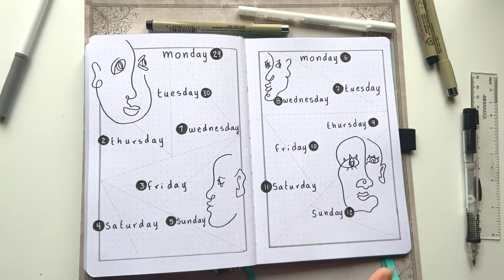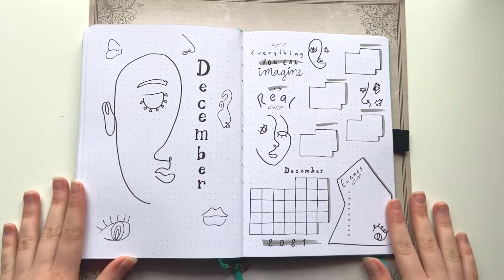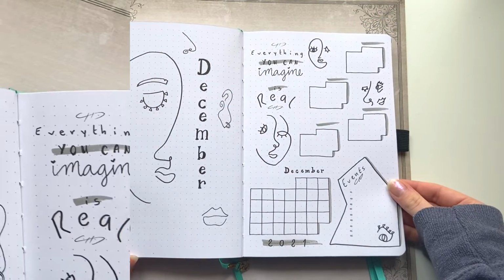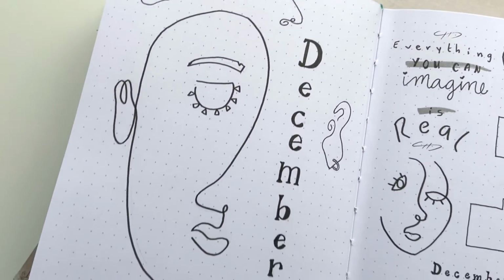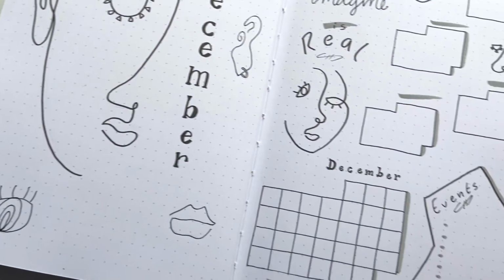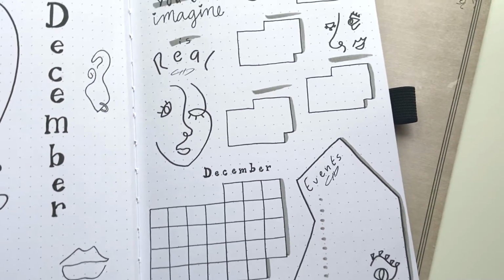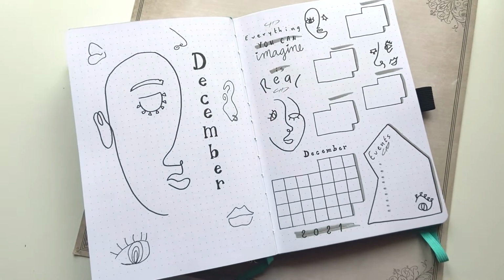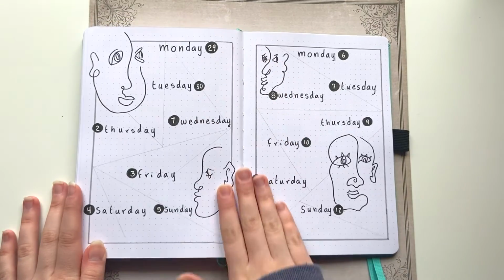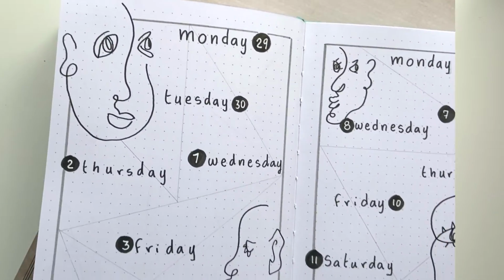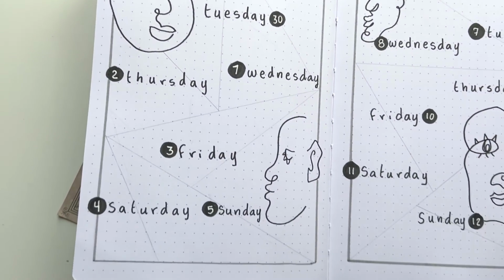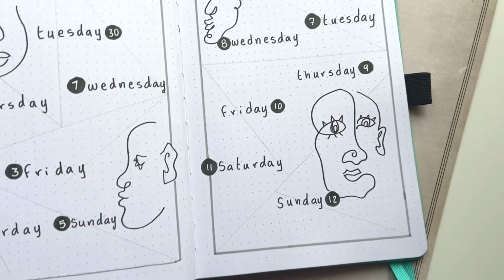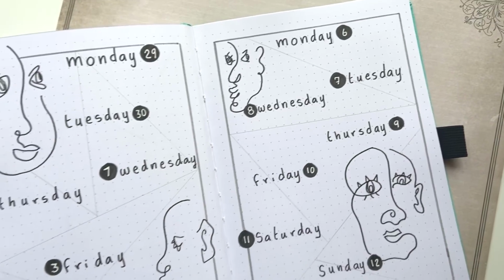Anyways, here is the final flip through of my December plan with me. So here we have the calendar and the introduction page with my habit trackers. By the way, the "everything you can imagine is real" quote at the top middle is actually a quote from Picasso himself. And then we have my interesting looking weekly spread that I think actually turned out pretty good considering what I was aiming for. So I'm pretty proud of that.